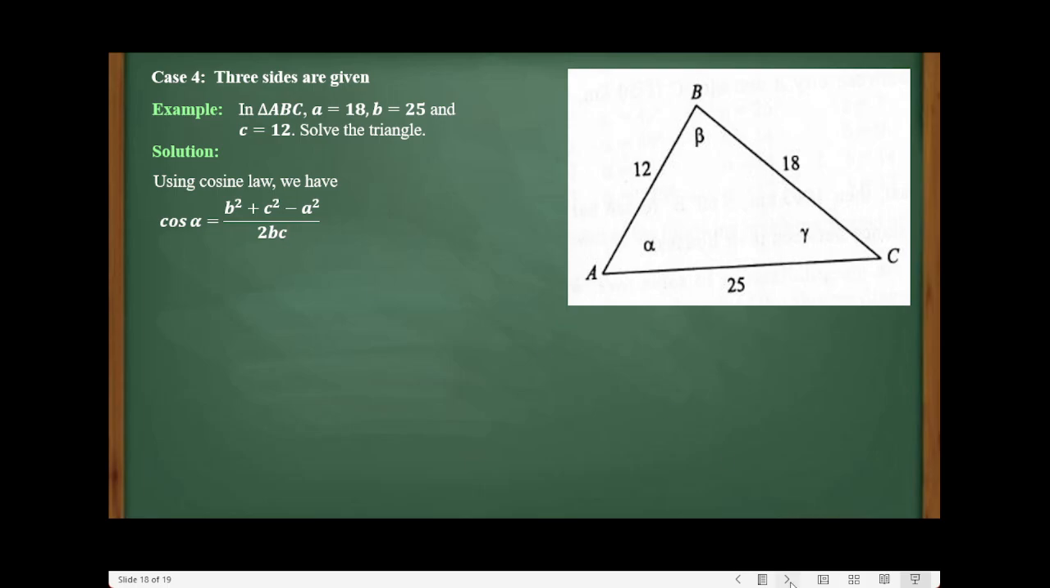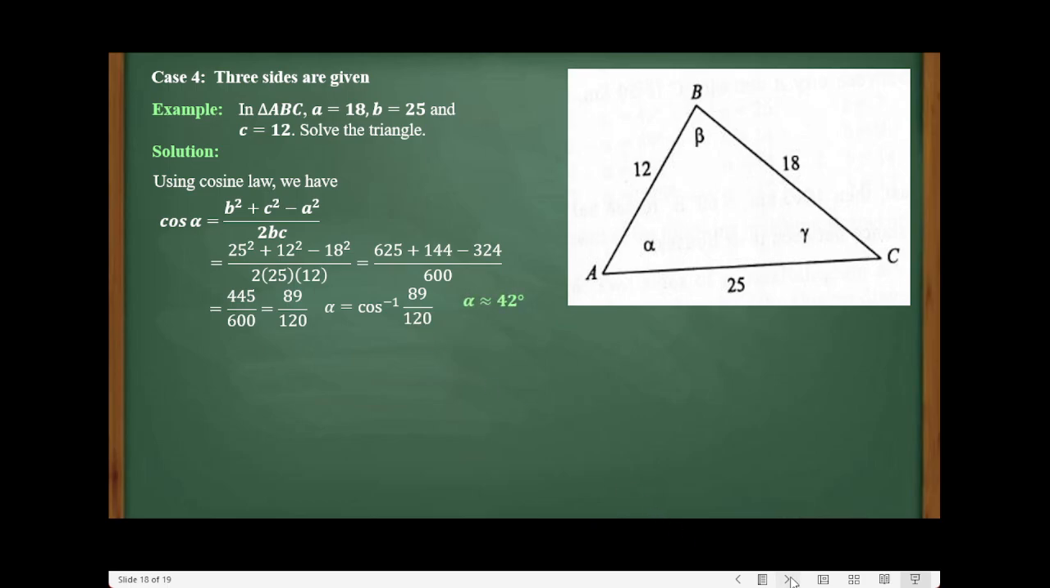So you just plug in the given sides in that formula, and then you simplify this expression on the left side, and we have 89 over 120. So that is your cosine of alpha. So alpha is what? Arc cosine of 89 over 120. So using your scientific calculator, alpha is approximately 42 degrees. So that is for alpha.